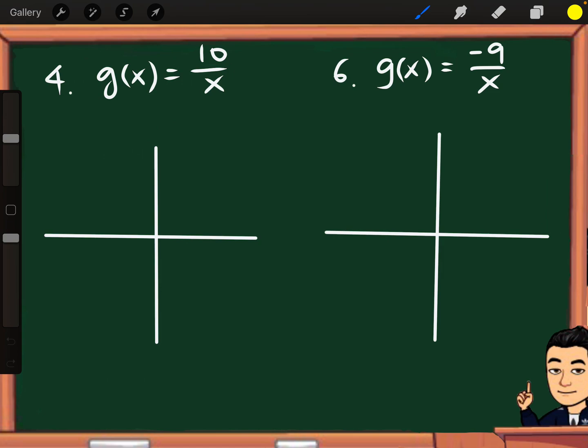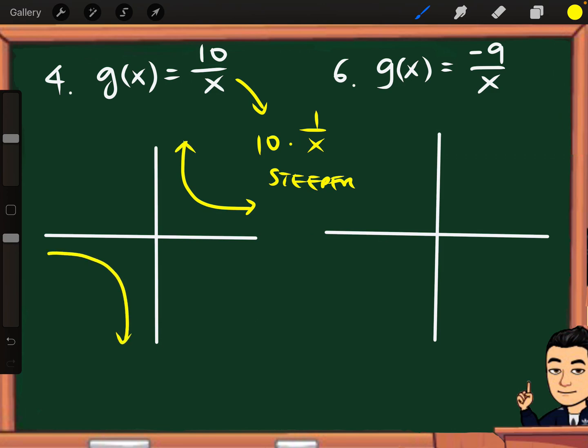Okay, so now let's check out some examples from the textbook. Number 4, so you got 10 over x. So basically think of it as 10 times 1 over x. So 10 is our leading coefficient, which means this is going to be steeper. Okay, so if it's steeper, the graph moves away from the asymptotes, knowing that the asymptotes are going to be x equals 0 and y equals 0.